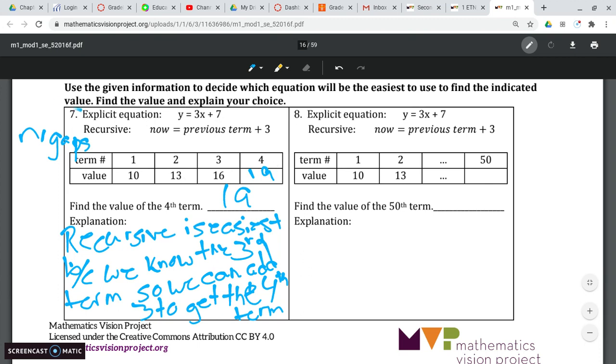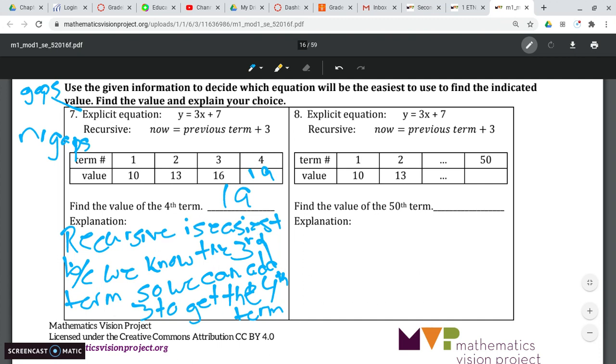Explicit, gaps. It's easiest to use when there's gaps in the information. Okay? So if you were doing one that was explicit, let's say we had 1, 2, it skipped 3, and then we had 4, we'd take the 4 and plug it in for x and then solve. And that will work on every single one.